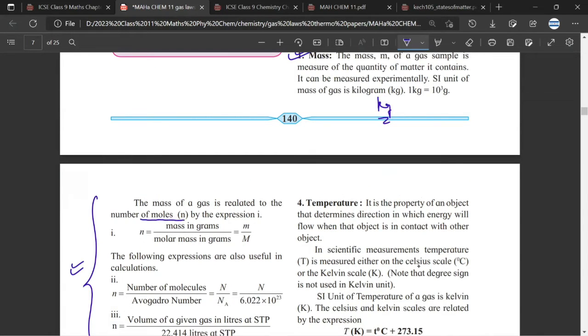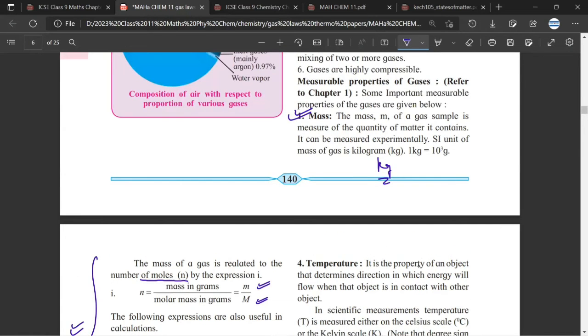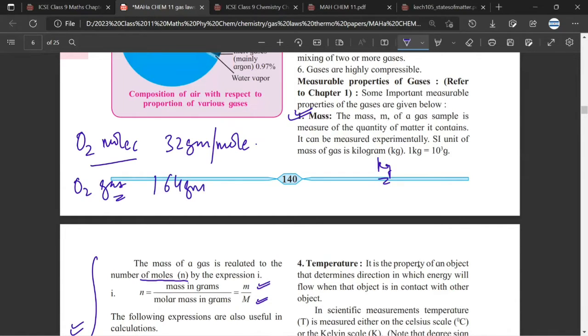So the number of moles is equal to mass in gram upon molar mass. What this means is, let's take a very simple example, oxygen molecule. Oxygen molecule is 32 gram per mole. Am I correct? Any doubt about this? No. So oxygen gas, if I have say 64 gram, or let us complicate things a bit further, if I have 128 grams of oxygen, and somebody asks me how many moles of oxygen gas I have, the number of moles would be given by the mass of oxygen that I have divided by the molar mass of oxygen. Any doubt about this?